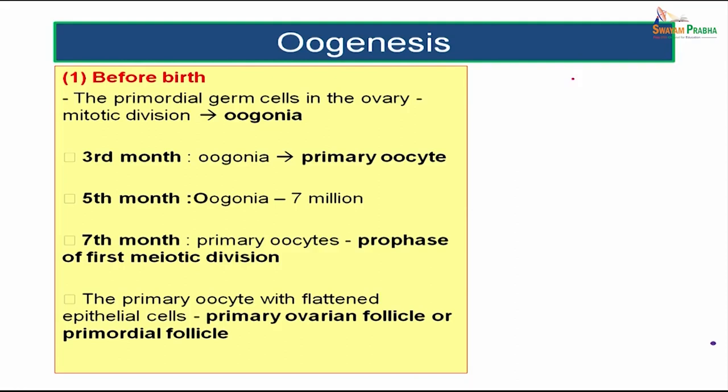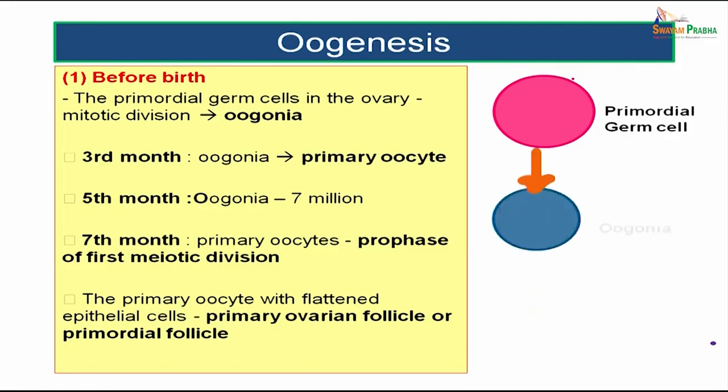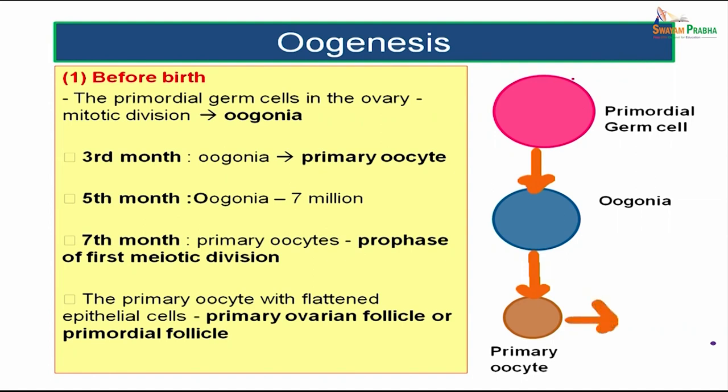Now it should have a covering, and that is by the formation of flattened epithelial cells around the primary oocyte. When a primary oocyte is covered by a layer of flattened epithelial cells, you call it a primary ovarian follicle or primordial follicle. So this is our primordial germ cell. Now it is getting transformed into oogonia. Later this oogonia is converted into primary oocyte. When the primary oocyte is covered by epithelial cells, you call it a primordial follicle.